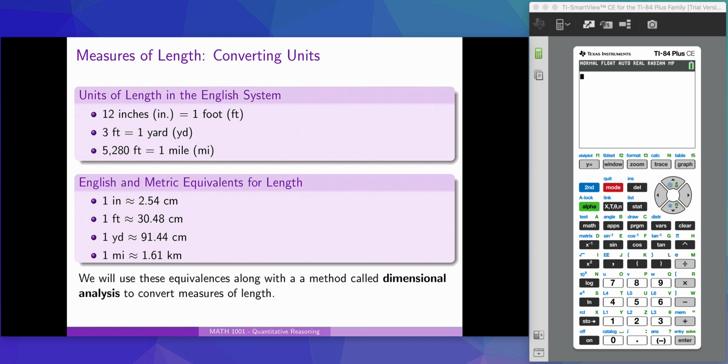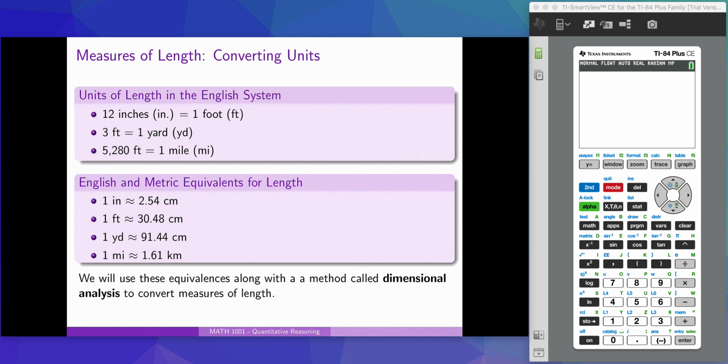We see this first table: 12 inches is equal to 1 foot, 3 feet is equal to 1 yard, and 5,280 feet is equal to 1 mile. Now, if we want to compare English with their metric equivalents, 1 inch is approximately, that's what this squiggly equal sign means, approximately 2.54 centimeters. 1 foot is approximately 30.48 centimeters. 1 yard is approximately 91.44 centimeters. And 1 mile is approximately 1.61 kilometers.